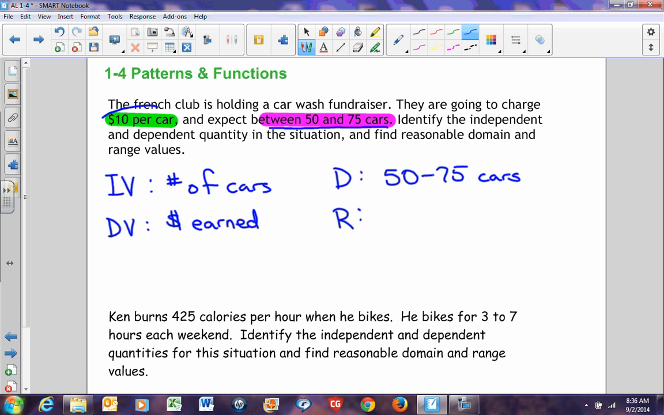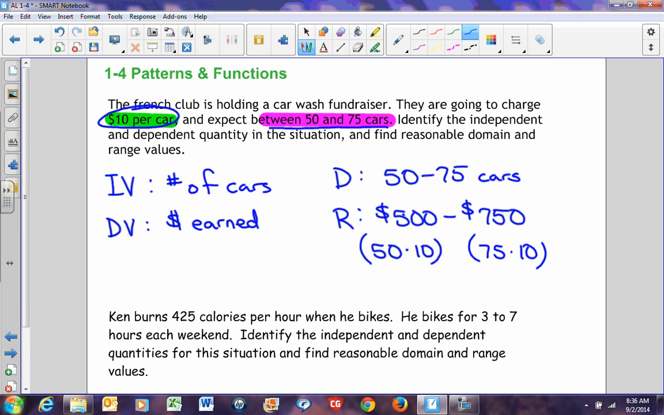Since we are earning $10 per car, we simply need to multiply 50 times 10 and get $500, and 75 times 10 to get $750 to figure out what our range is. And remember, 500 was found by taking 50 cars and multiplying it by $10 per car. And here, $750 was found by multiplying 75 times $10 per car. Your range is always related back to your dependent variable, and your domain is always related back to your independent variable. Let's look at a second example.